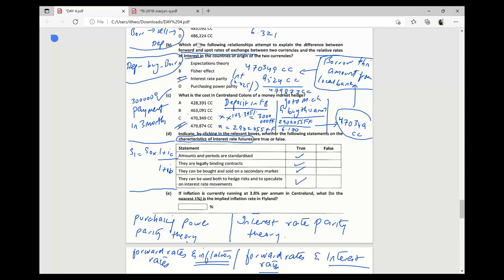So remember, in this topic, currency risk management and business valuation, reading the text is very important. Because you see, whatever theoretical questions I'm seeing, they are coming straight from the Kaplan text. The four features are clearly written in the Kaplan text: it's a standardized contract. You cannot use a tailor-made contract in futures. It's standardized. It's legally binding. Option is not legally binding. Others are legally binding. You can buy and sell to others, and they can be used in hedging as well.